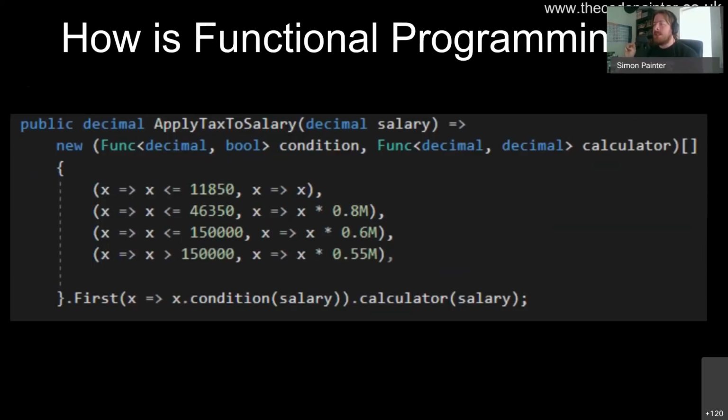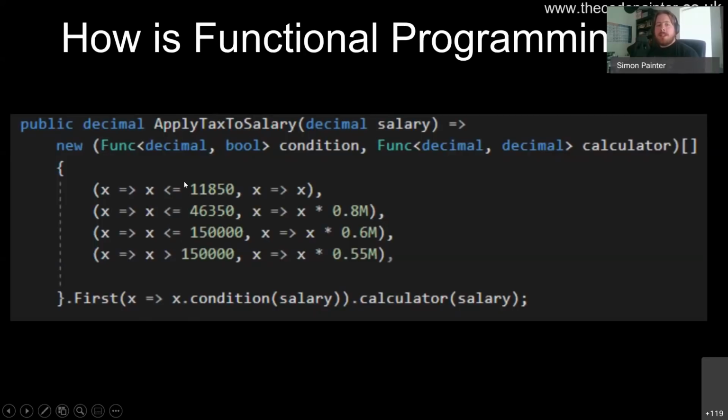I'm again assuming that everyone is good with tuples. But on the left-hand side, we've got our condition selector. And on the right-hand side, we've got the actual rule to apply. So that's just a tuple where we've got decimal bool and decimal here. And down here, I'm doing a bit of Linq to say do dot first. And dot first is saying, get me the first where the condition, that is the left-hand one, when you feed it the salary, returns true.